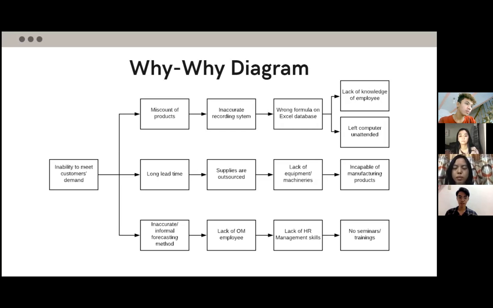Second, the long lead time may have affected the company's inability to meet the demand. In this case, the root cause is the incapability of the company to manufacture its goods. Lastly, the inaccurate or informal forecasting method had disabled the company to meet the demand. Furthermore, this case study has discussed the necessity of assessing the company's informal forecasting technique, and it is valuable for the company to conduct seminars and training to increase the knowledge of its employees about forecasting.